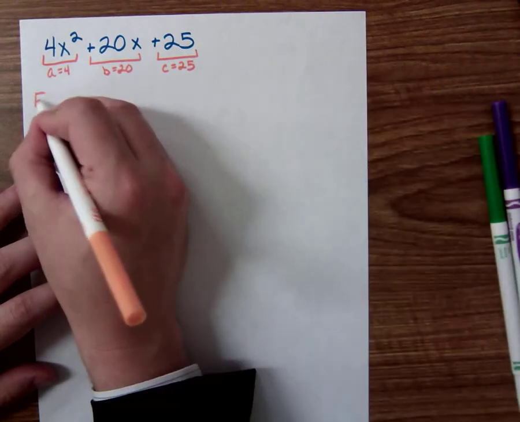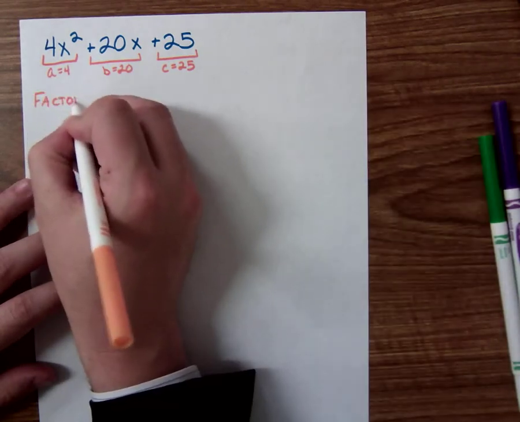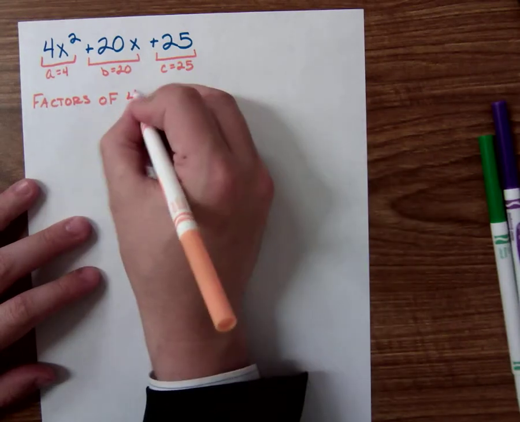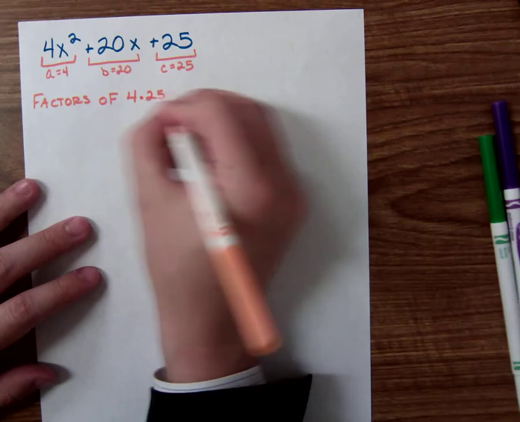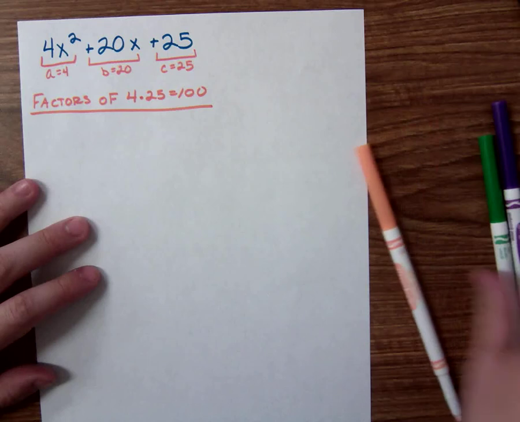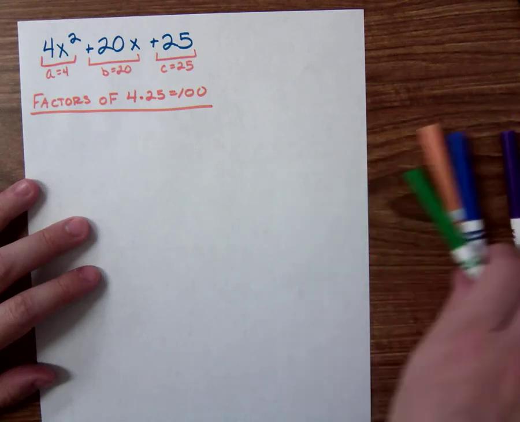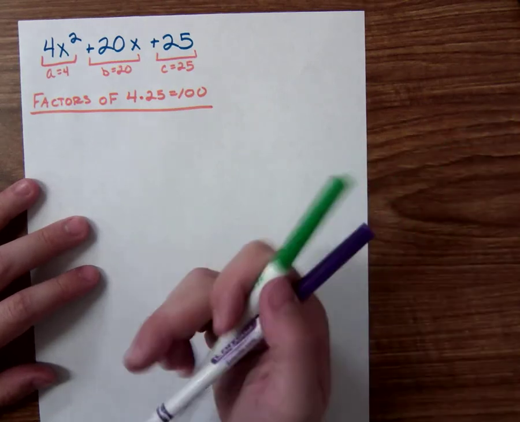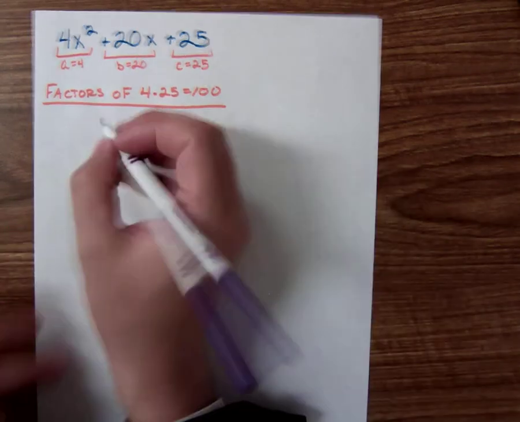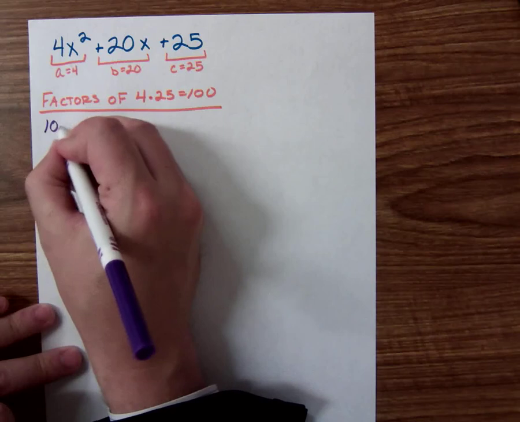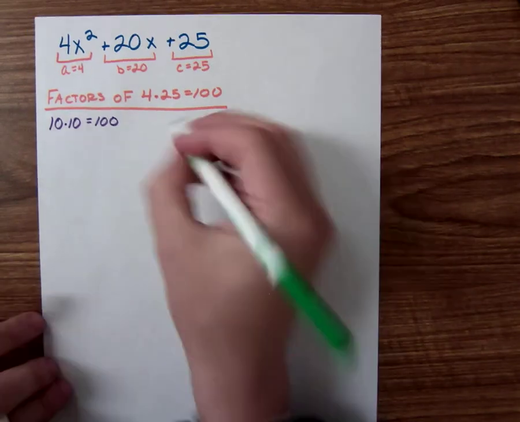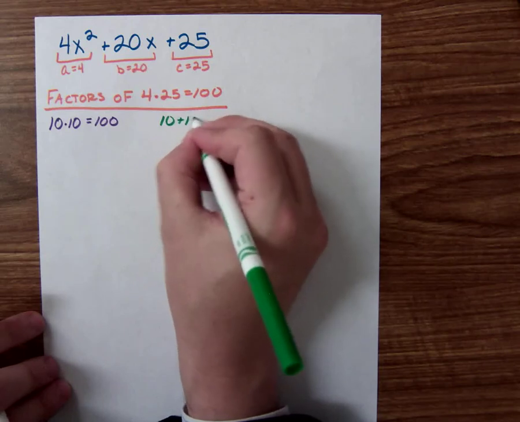So I'm looking for factors of 100. What were the factors you got? 10 and 10. 10 times 10 is 100. I agree with that. What's 10 plus 10? 20. Oh my gosh, it's 20.